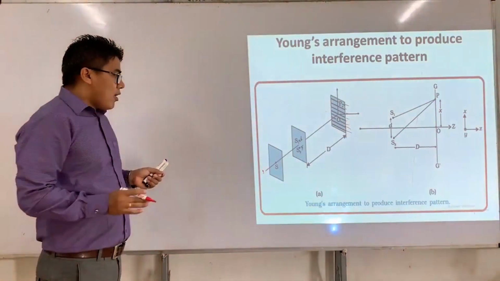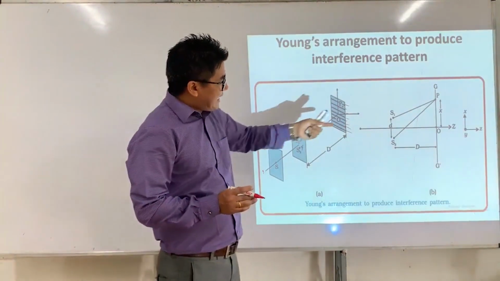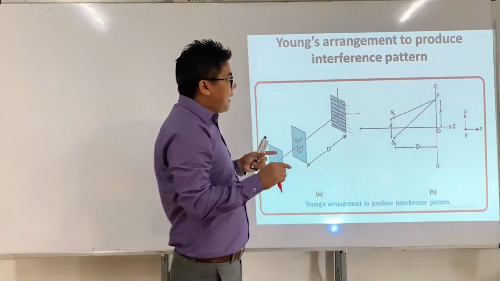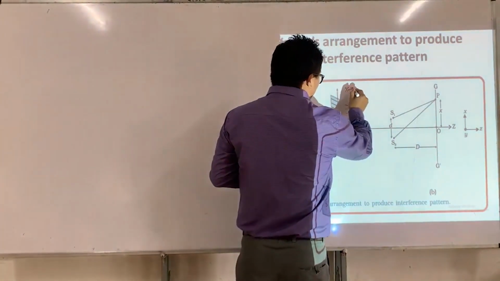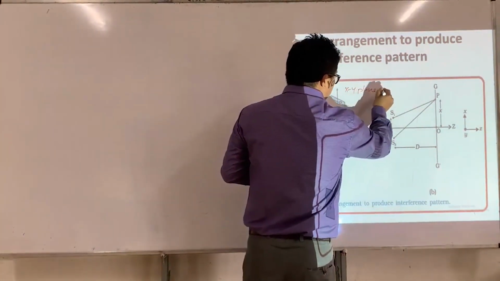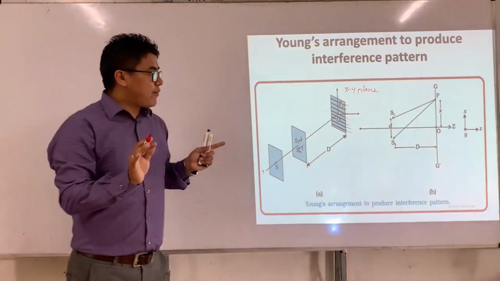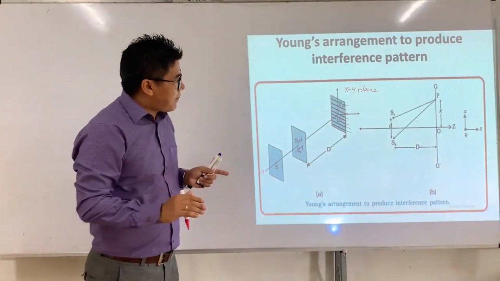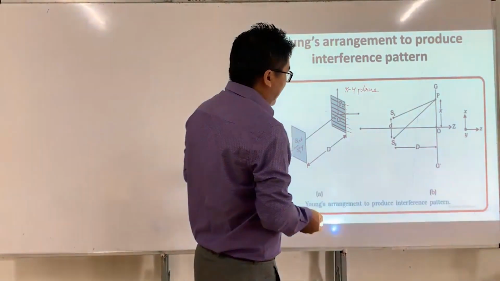Alright, and this is how the light travels along a z-axis. The screen is lying on the xy plane. So the interference pattern occurs on the xy plane. Alright, so this is what we have.